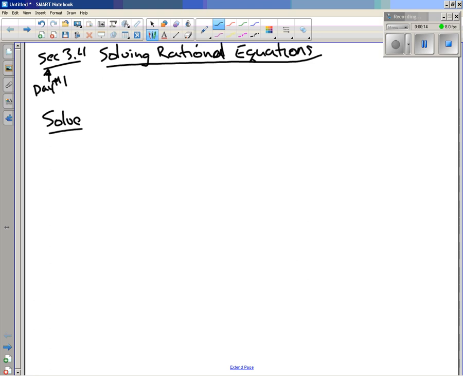So how can we solve, and we're going to solve the rational equation (x minus 5) over (x squared minus 3x minus 4). And we're going to solve when that equals (3x plus 2) over (x squared minus 1).